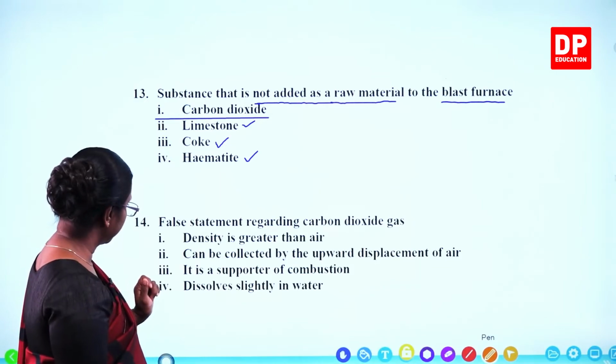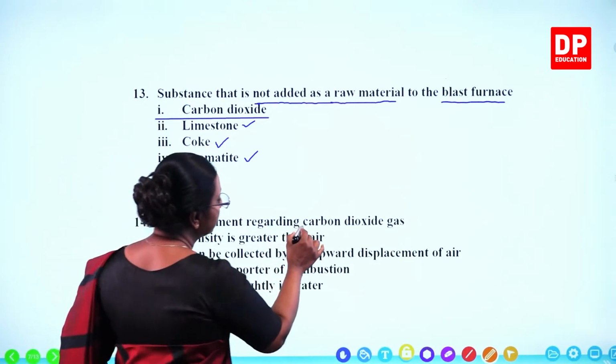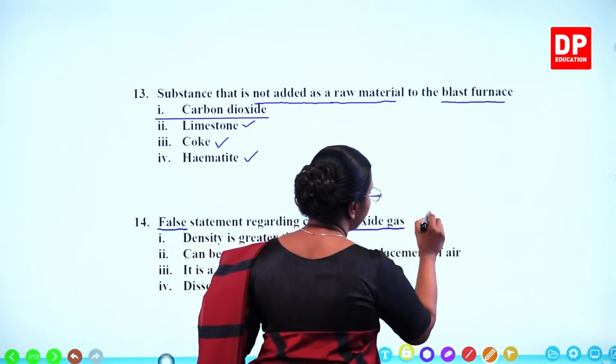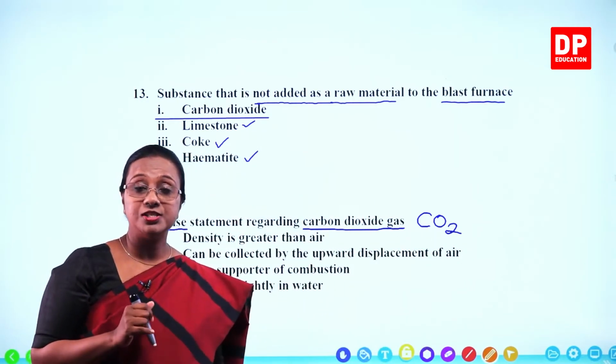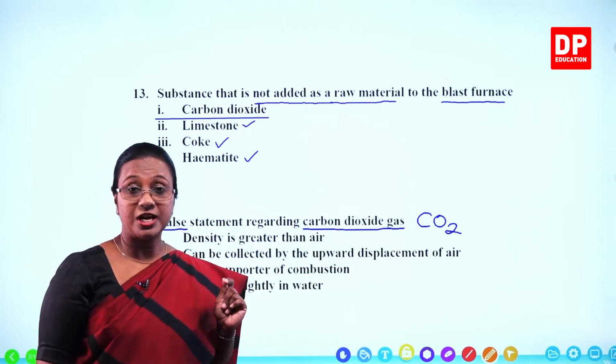Then the next question. False statement regarding carbon dioxide gas. So you are familiar with carbon dioxide gas, CO2. Now they want you to select the false statement. So we will recall the properties of carbon dioxide.